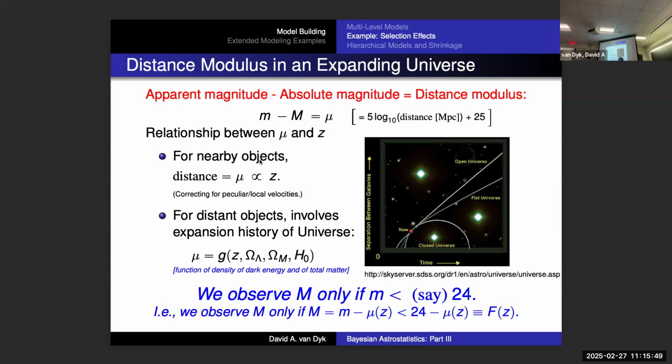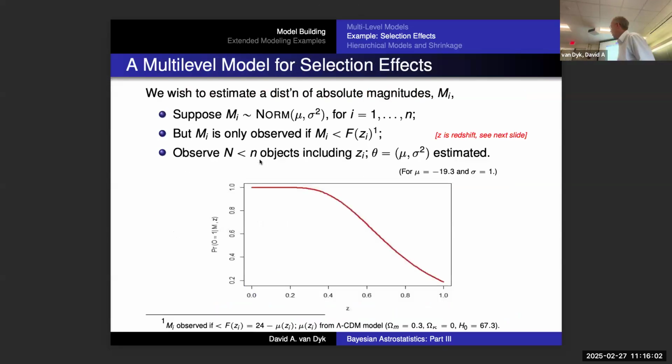capital M is less than some function of little z, where that f depends on the redshift and the relationship between redshift and distance modulus and the apparent magnitude. So suppose we're just going to use a normal distribution to model the absolute magnitude, and so we're interested in estimating mu and sigma, the mean and the variance of that distribution. But again, we're only going to observe capital M if M is less than some threshold, and that threshold is going to be different for each object.